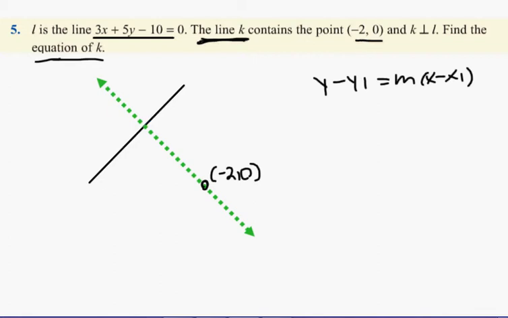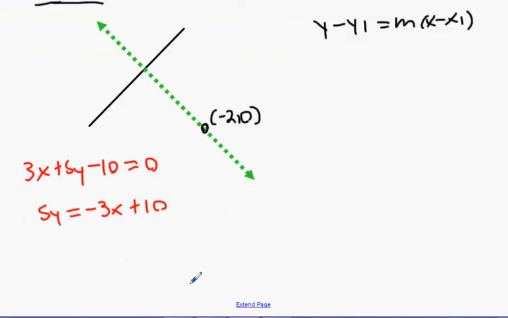Now, what we're going to get next, guys, is we need the slope. If we find the slope of the black line, we can then turn it upside down, change the sign, and we can get the slope of the green line. So what's the slope of the black line? 3x plus 5y minus 10. How do we get the slope of that? Okay, isolate y. Everything over 5. Minus 3 over 5x plus 2.